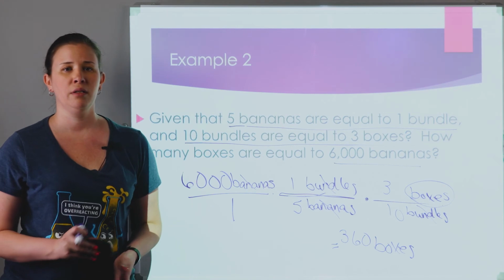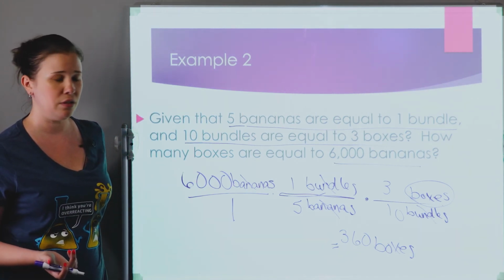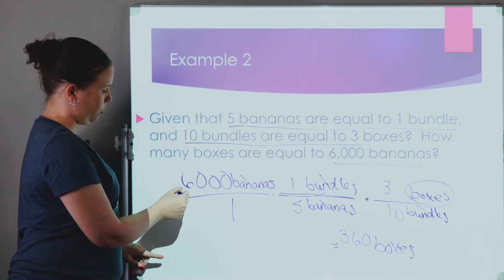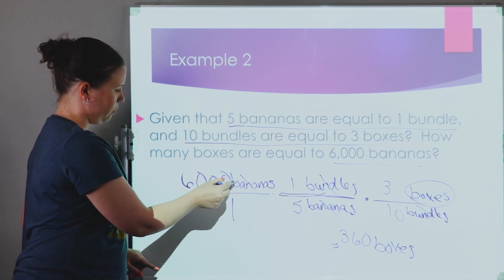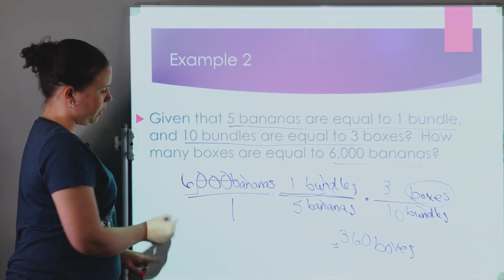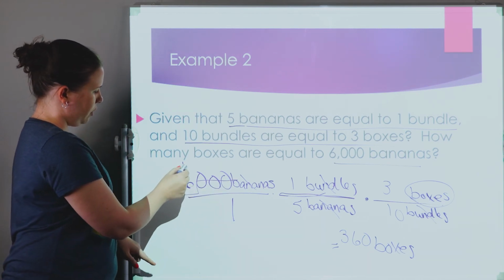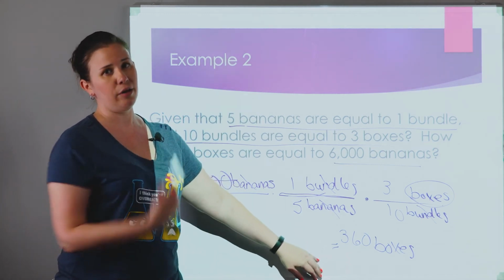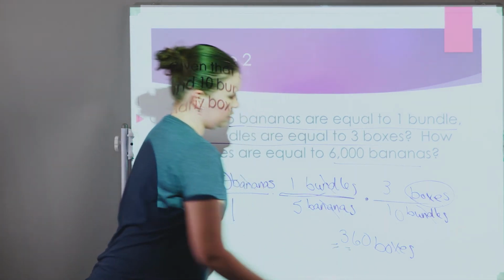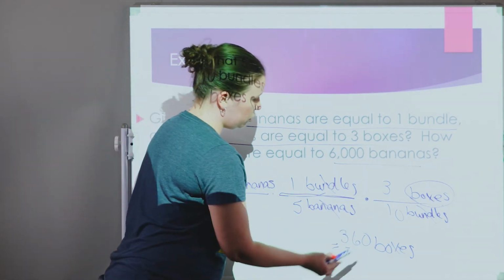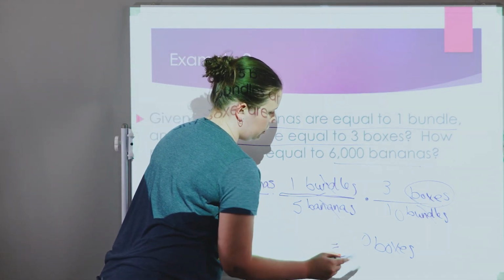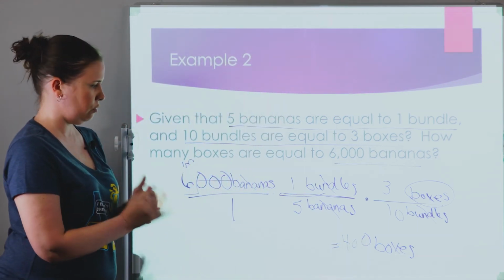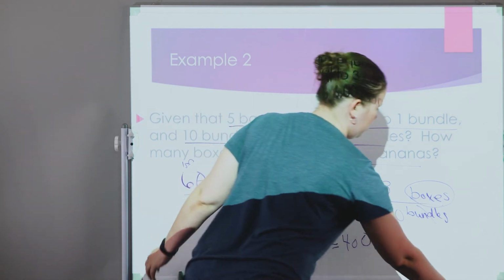360 boxes. Now, is this the correct significant figures? Not this time. My given information only had one significant figure. No decimal, decimal absent. I have one sig fig. So then the question is, what's 360 rounded to having only one significant figure? Well, the 6 will round the 3 up. And so this should be 400 boxes, rounded to one significant figure.